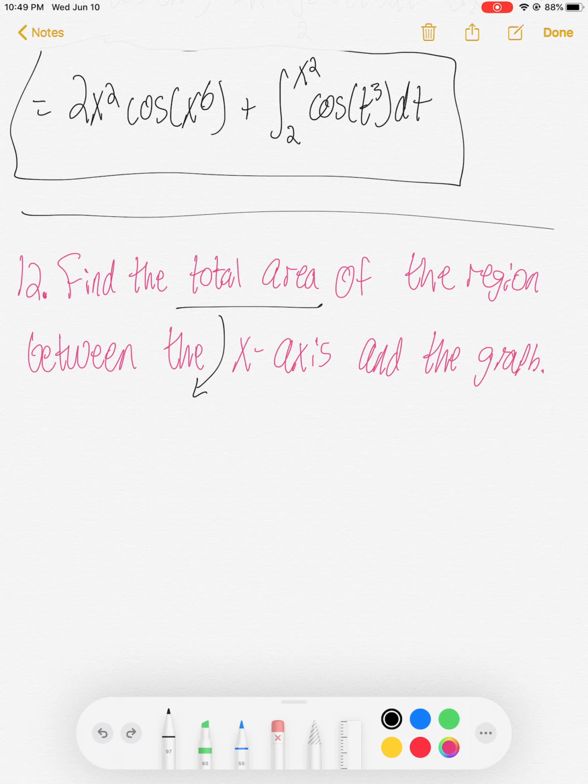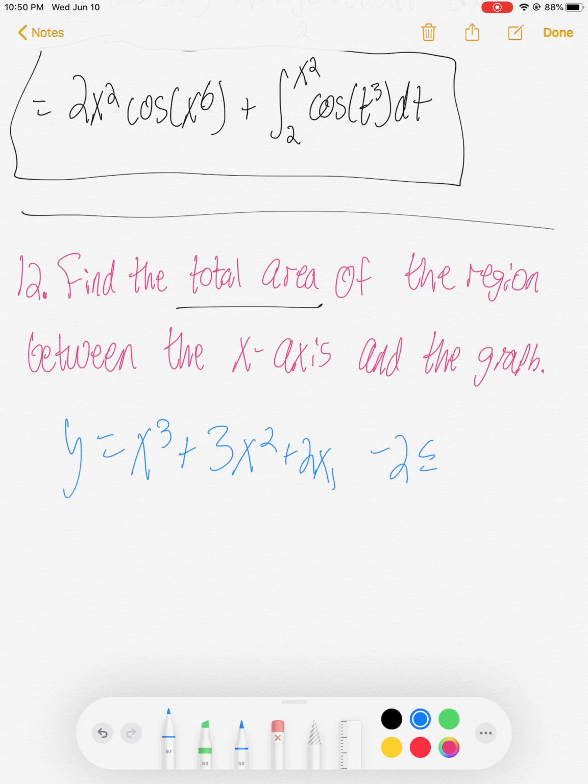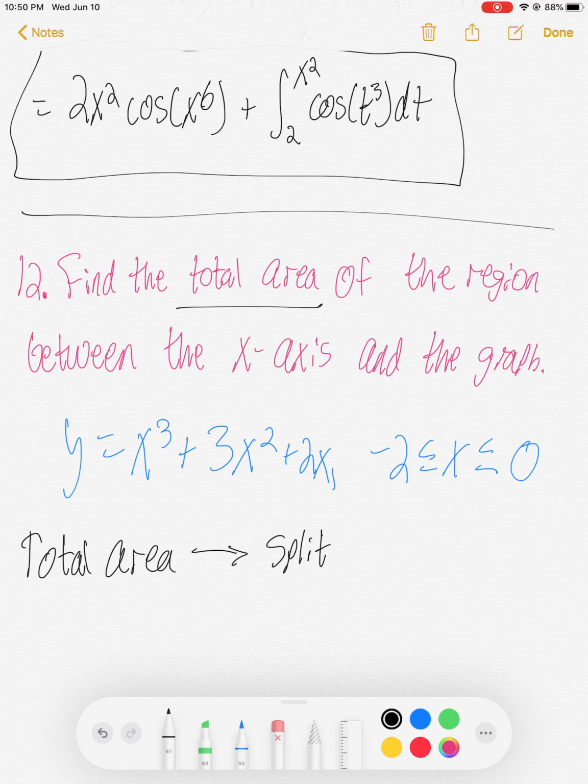The x-axis and the graph. Now, there is a very important phrasing here, and that is total area. Total area, that indicates that we must, I suppose I should actually give you the function first. I suppose that would be helpful, because then that will put everything in context. y equals x cubed plus 3x squared plus 2x, and the interval is -2 less than or equal to x less than or equal to 0.